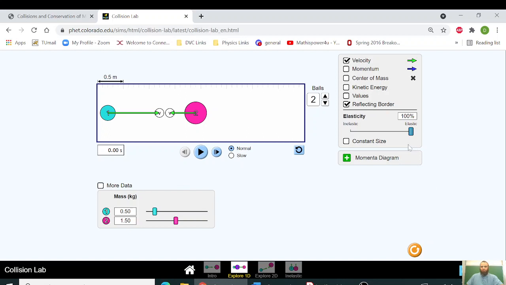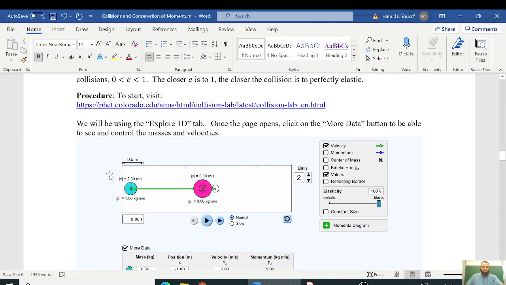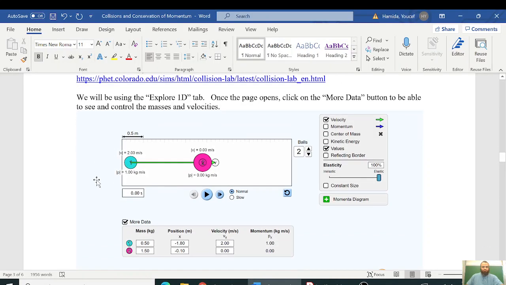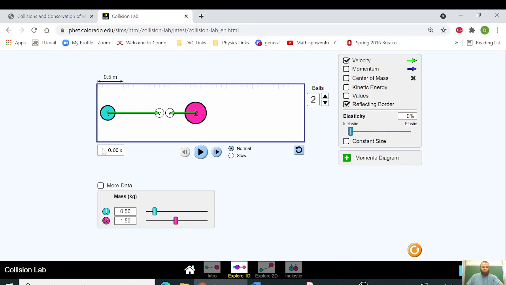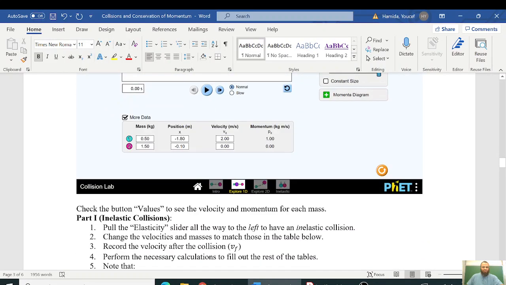Now, you can choose your collision to be 100% elastic or completely inelastic. So 0% elastic means it's not elastic, it's inelastic. Okay, and we are going to go to our file here and see what it asks us to do. So we chose the Explore 1D. It says to show more data. So we're going to show more data, and this is the position of the objects where they start initially. Those don't matter. What matters for us is the masses and their initial velocities. So let's look at this data table.